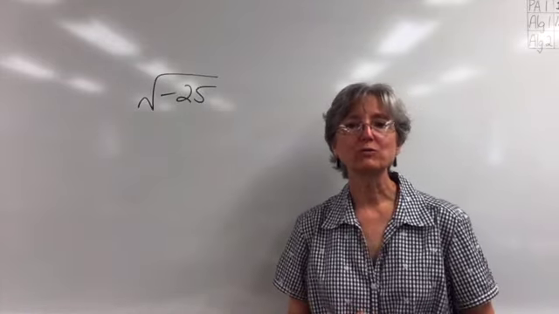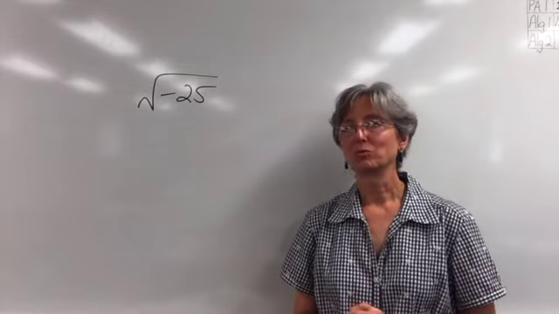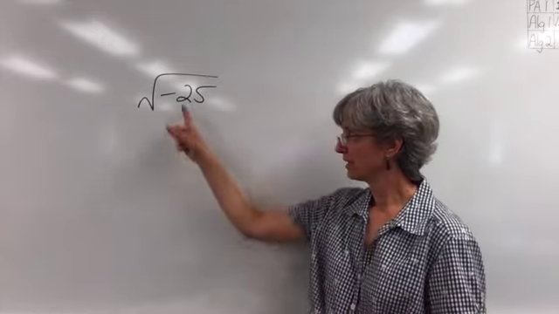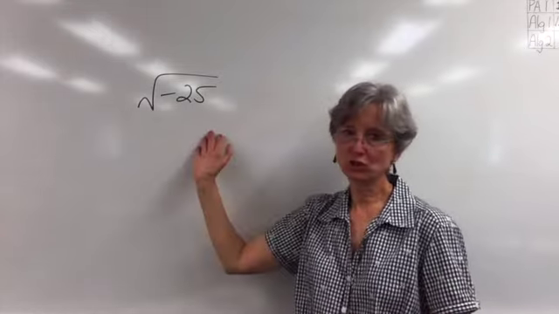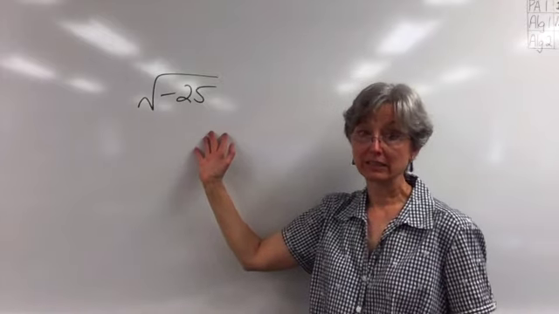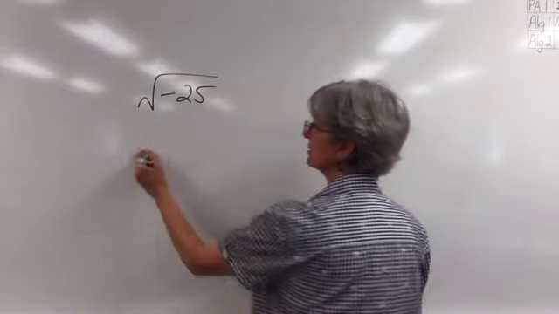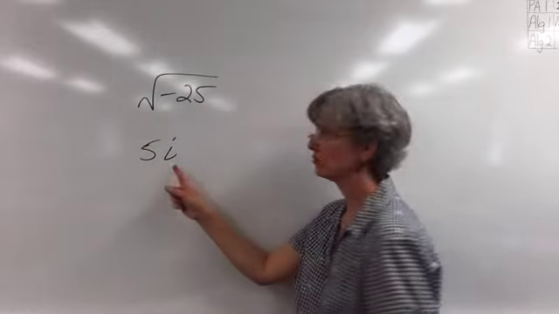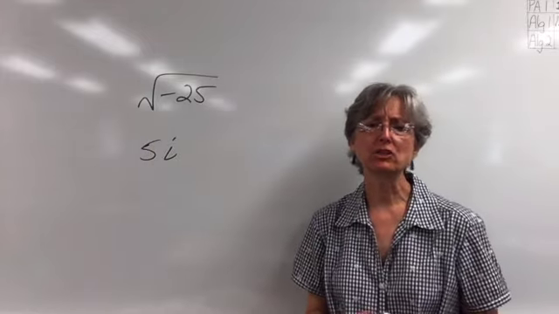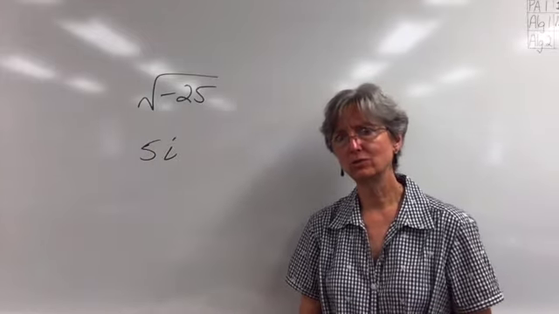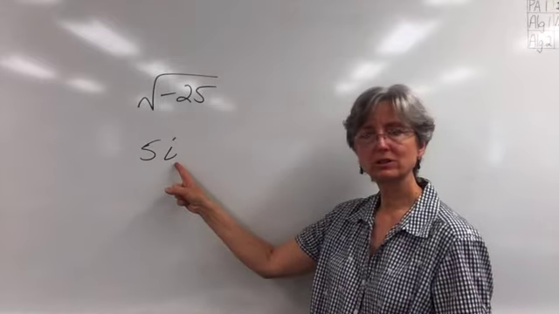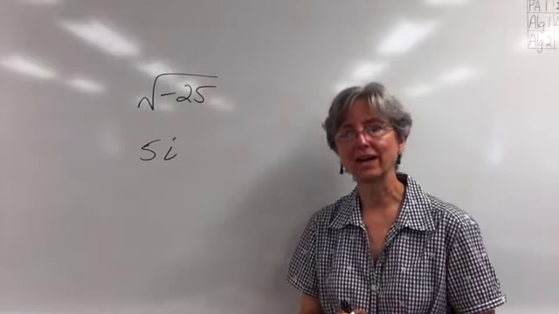Square root of negative 25. What do you think that is? Bring the negative out, and what's the square root of 25? It's 5, right? So this is just 5i. Don't forget the i. Please make sure that I can tell it's an i when you write this by hand. That's why I put the little hook at the bottom so you know it's an i.